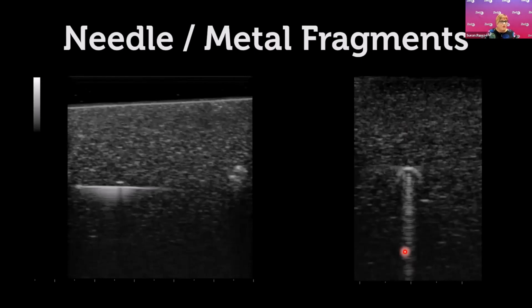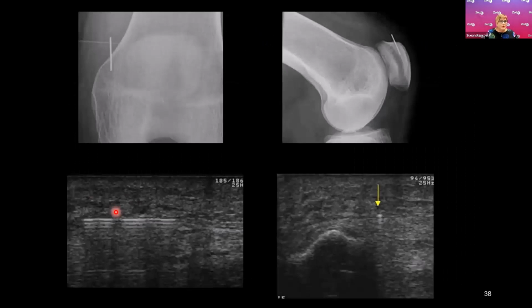Needles or metal fragments are often the easiest foreign bodies to see. Now, you can see them on X-ray as well. And what we're looking for on the ultrasound is that reverberation echo behind it. Here's an example of a broken needle tip that was found in someone's knee. And I think this case really adequately demonstrates the importance of getting two different views. When we look at the AP X-ray here, it looks like this needle is embedded in the femur. And when we look at the lateral X-ray, it looks like this needle is embedded in the patella.